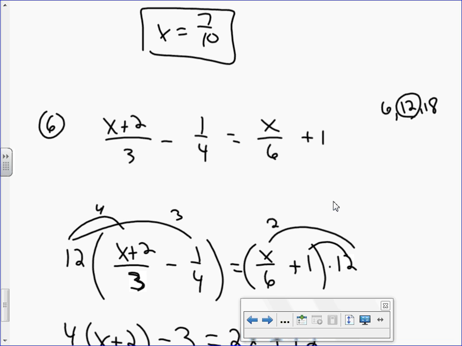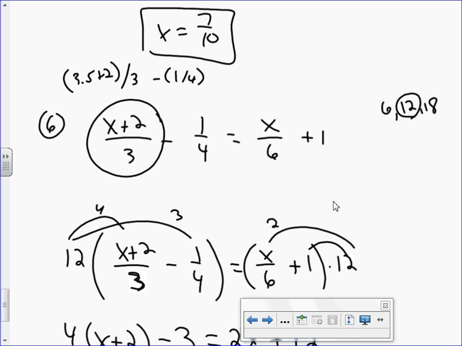Okay, so when you go to type in 3.5 plus 2 divided by 3, when you have to type it in here, what do you need to put? Parentheses. So type in parentheses, 3.5 plus 2, close parentheses, divided by 3. And then minus 1 divided by 4, and hit enter, and let's see what that says.